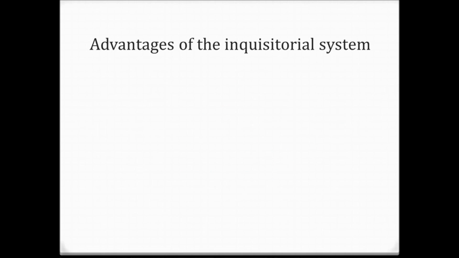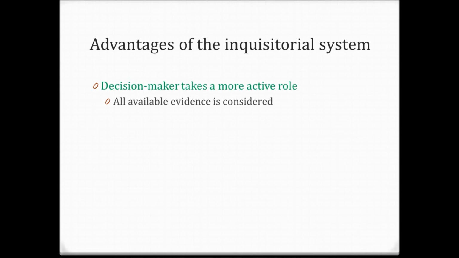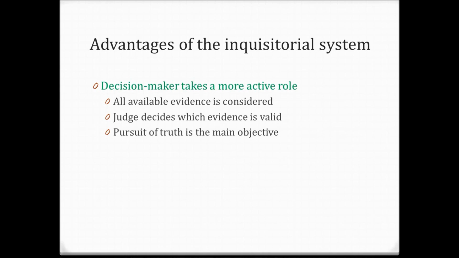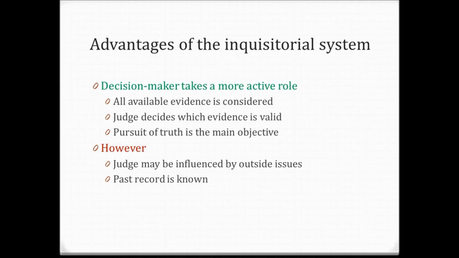Some of the advantages of the inquisitorial system include that the decision maker takes a far more active role, so all available evidence is considered. The judge decides which evidence is valid, but really the pursuit of truth is the main objective. However, this means that the judge loses the advantage of independence. They can be influenced by outside issues, such as the past record of the defendant being known in criminal cases, and personal biases can lead to an unfair result.